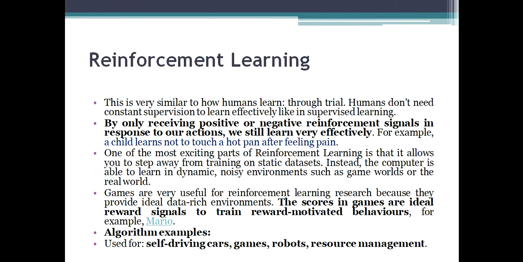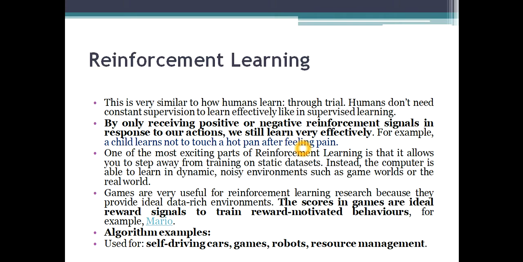And reinforcement learning is a kind of how we human beings learn actually, that is, through trial. Humans don't need constant supervision to learn effectively like in supervised learning. By only receiving positive or negative reinforcement signals in response to our actions, we still learn very effectively. Just to give you an example, a child learns not to touch a hot pan after feeling pain. Sometime for the first time it will touch the hot pan, and the child will realize that yeah, if I touch the hot pan, I'll feel pain. So this is also an example of reinforcement learning.